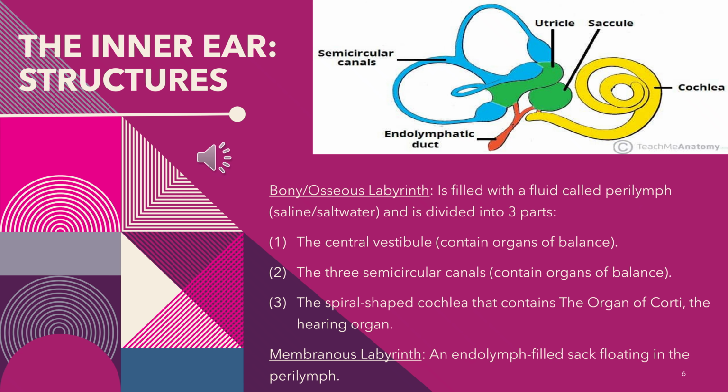The inner ear structures. The bony labyrinth is divided into three parts: the vestibule, the semicircular canals, and the spiral-shaped cochlea that contains the organ of Corti, the hearing organ, and also the membranous labyrinth, which is an endolymph-filled sac floating in the perilymph.